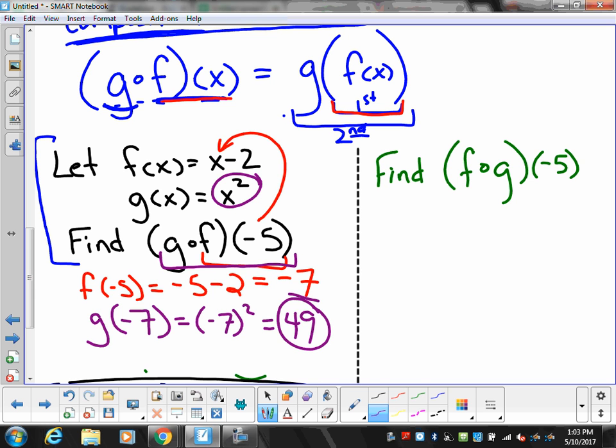So kind of talking back through it again real quick. You start out finding whatever's closest to this function here, negative 5 in this case. You start out finding that function f of negative 5, and you plug that negative 5 in for x in the f function. Okay. Then once you have found that value, you take g of that value. So I'm going to plug that negative 7 up here into x for g's function.